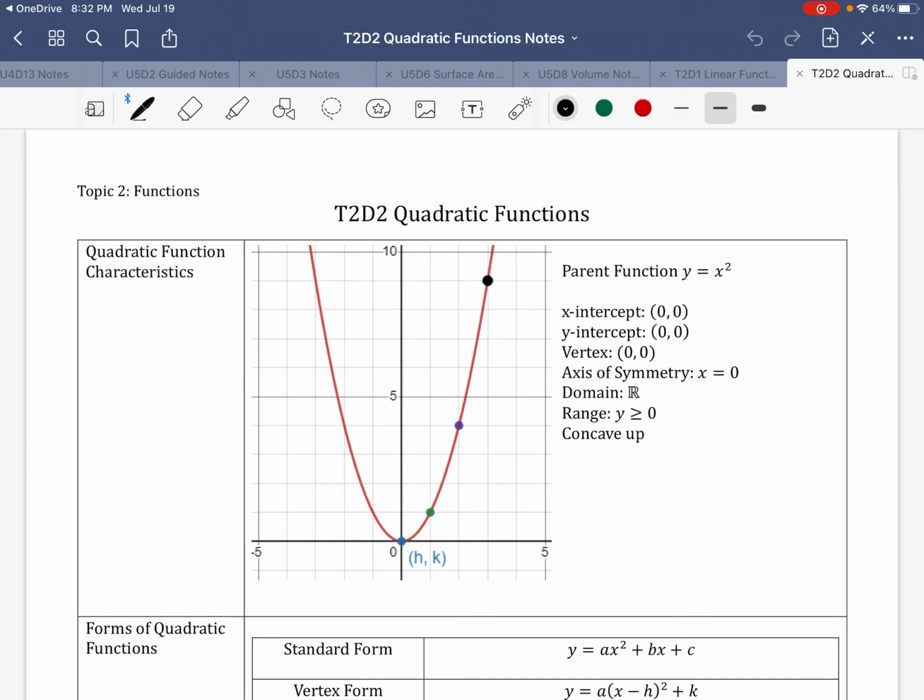We'll find out later on that the vertex is oftentimes indicated using the variables h and k. So it represents an x and y component of our vertex. Our axis of symmetry is at x equals 0, right here. The domain is all real numbers. Our range is y has to be greater than or equal to 0, and it concaves up.